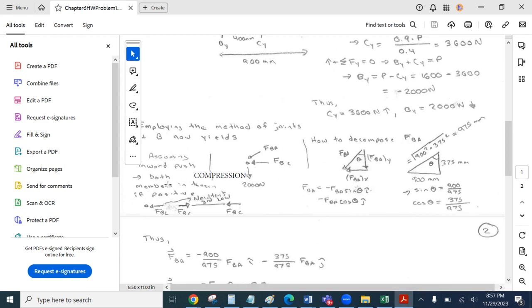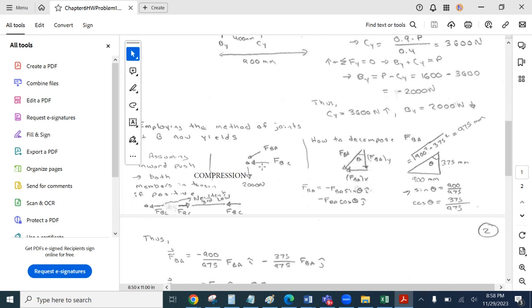So if you assume the sign convention that the members are pushing in on the joints, what that means, as you see here, is that that member would be in compression. So if these quantities turn out to be positive when we do our free body diagrams and enforce equilibrium, the members are in compression.